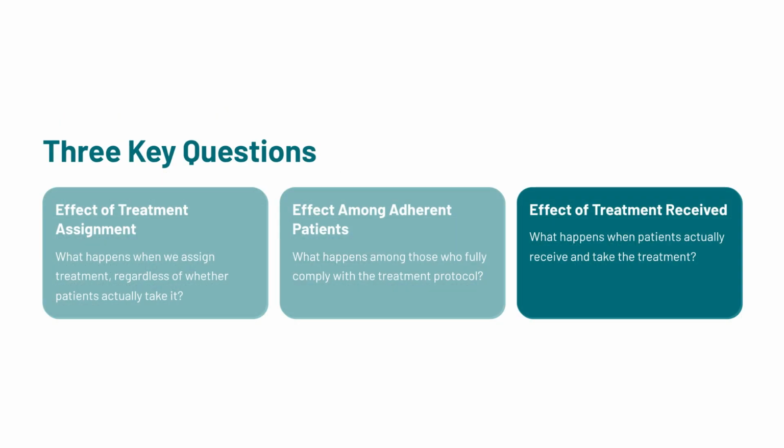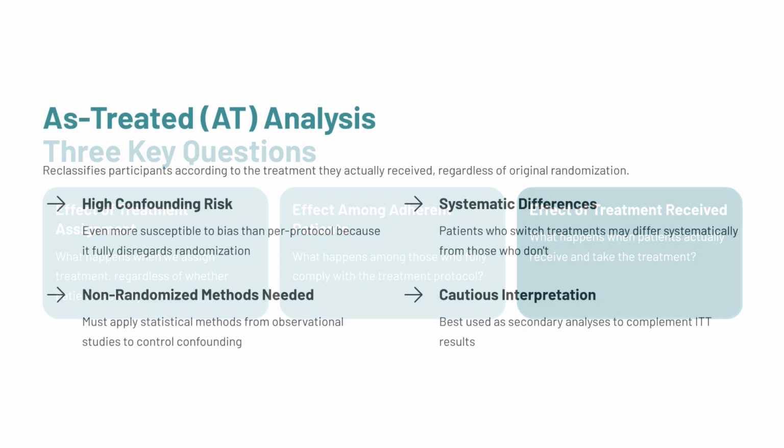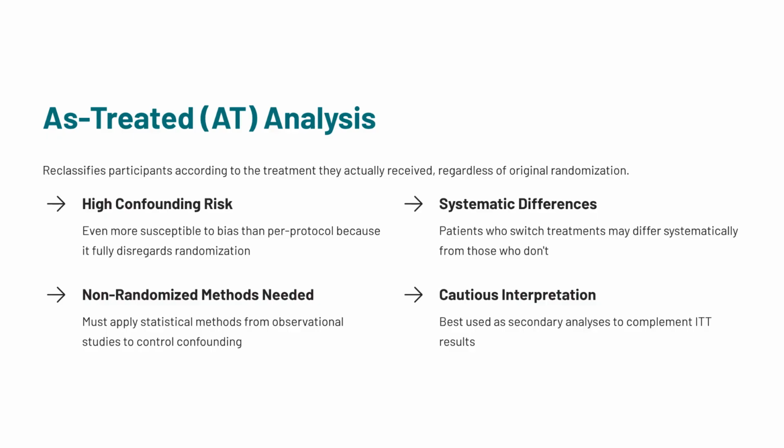The third key question: what is the effect of the treatment that participants actually took? This question can be answered using an as-treated approach, where participants are reclassified according to the treatment they actually received, regardless of randomization. They can shed light on the undiluted effect of the treatment, but ignore randomization and are highly susceptible to confounding. As mentioned earlier, to mitigate confounding, we can borrow methods from observational research, such as inverse probability weighting on propensity scores. Even with these adjustments, as-treated results should be interpreted cautiously and reported as secondary.